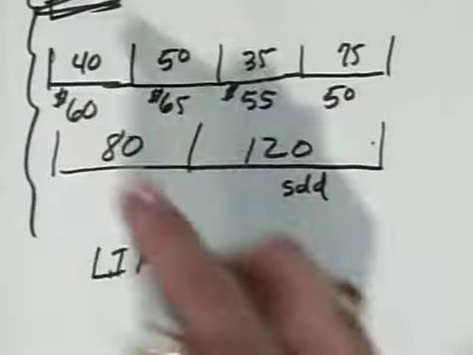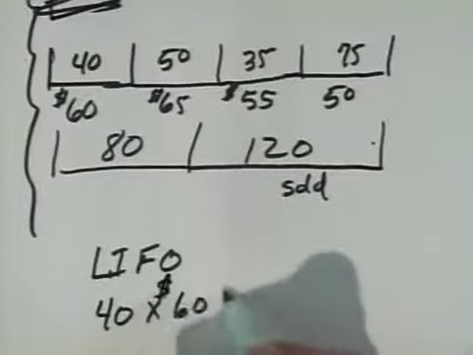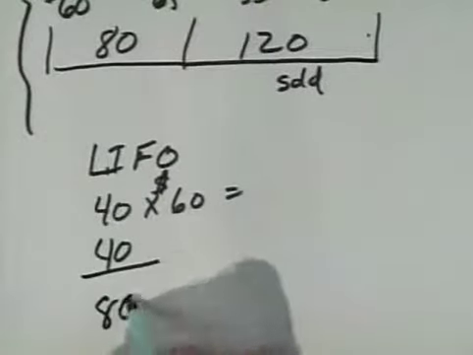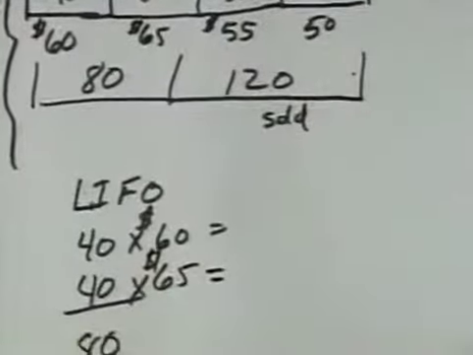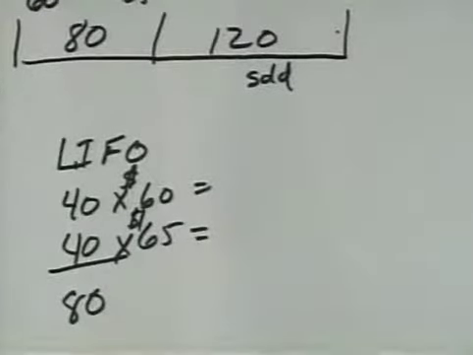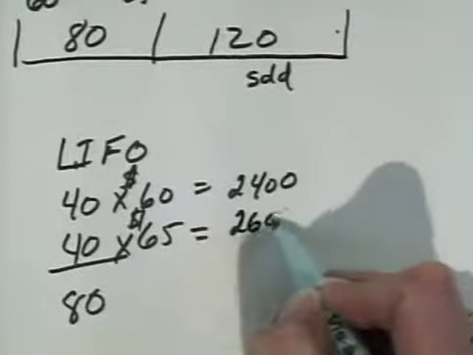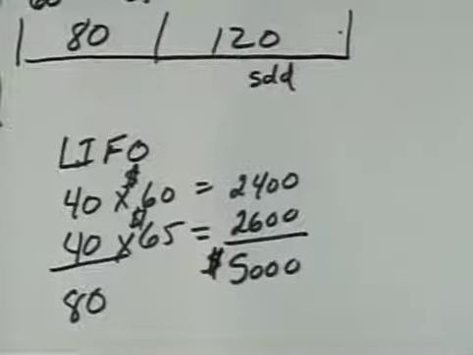So I've got 40 here times the $60. And I also have another 40. I need a total of 80 chairs that are left. And that last group that I bought was $65 there. I'm going to take those two numbers, multiply them, and say the value of my inventory using last in, first out was $5,000.